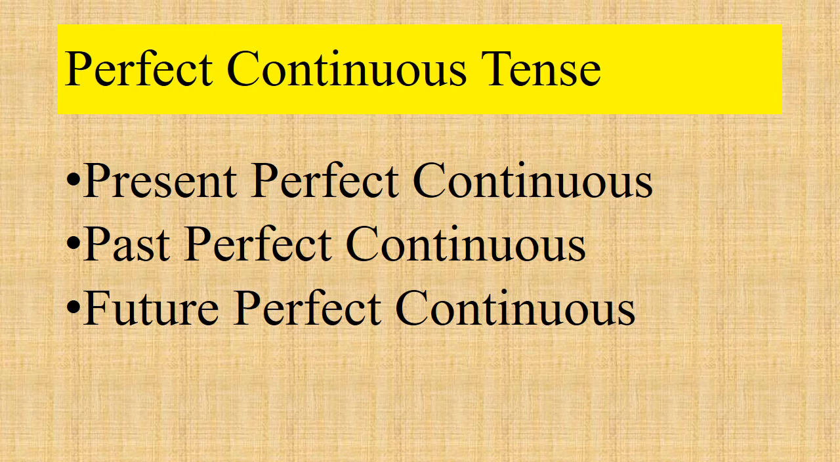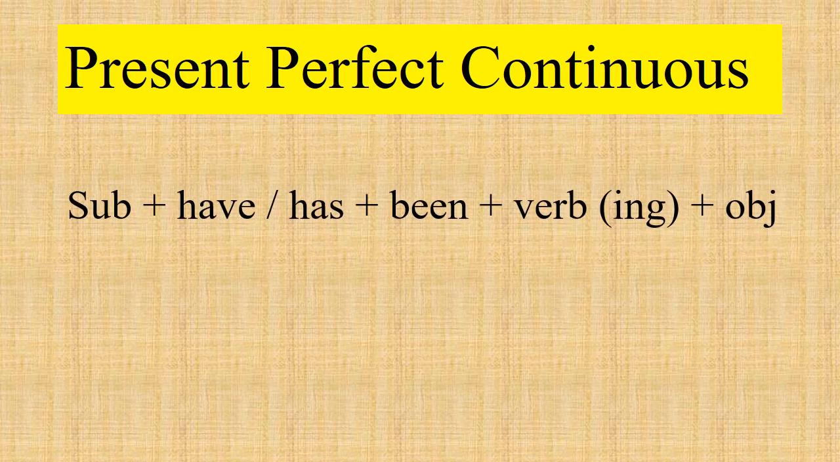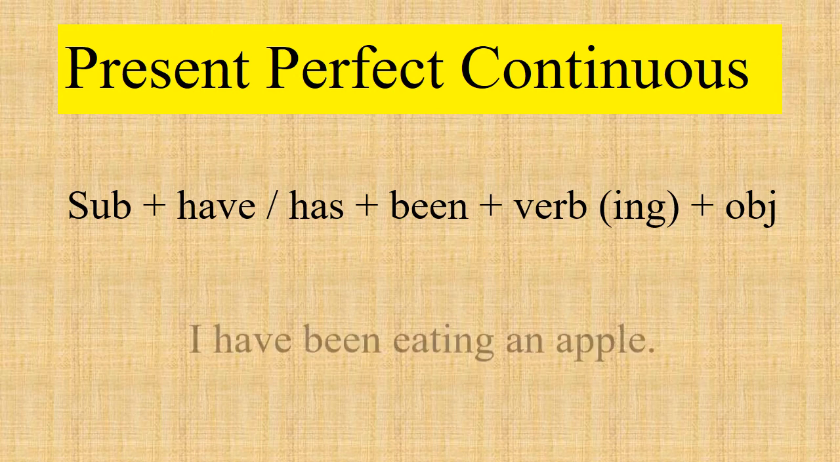The next tense is perfect continuous tense. Under it, we will learn present perfect continuous, past perfect continuous, and future perfect continuous. First is present perfect continuous. The formula for present perfect continuous is subject plus have or has plus been plus verb with an ing plus object. Let us look at the example.